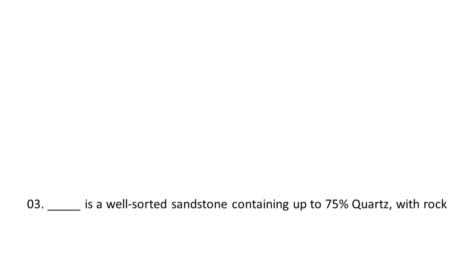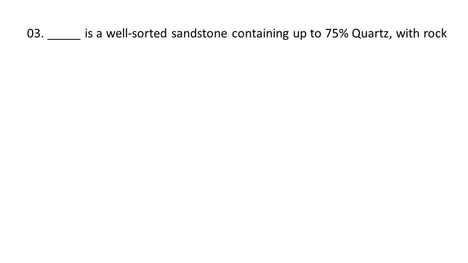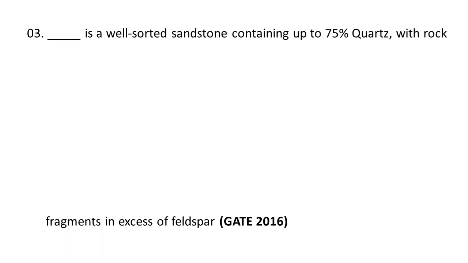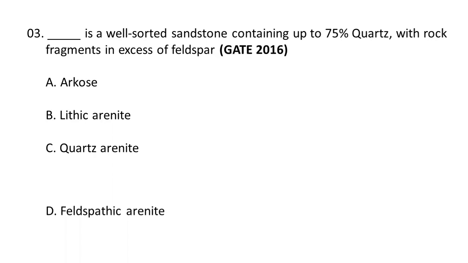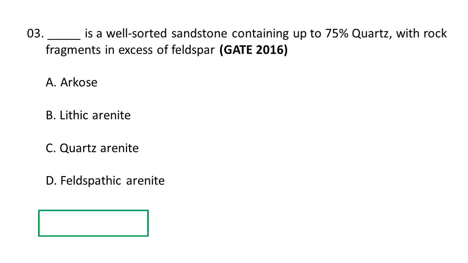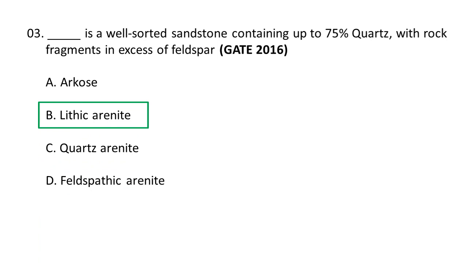Next question. Which one is a well-sorted sandstone containing up to 75% quartz with rock fragments in excess of feldspar? A. Arkose, B. Litharenite, C. Quartzarenite, D. Feldspathic arenite. The correct option is Litharenite. Litharenite is a type of sandstone that contains a large percentage of rock fragments, with roughly up to 75% quartz, and it is also known as lithic sandstone. B. Litharenite is the correct option.